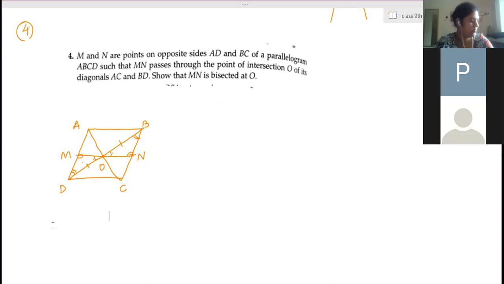Done, ma'am. Done. Then sixth, seventh, I told. Yes, ma'am, seventh done. Eighth one: in the adjoining figure, AD is the median. You have the questions? Yes, ma'am.